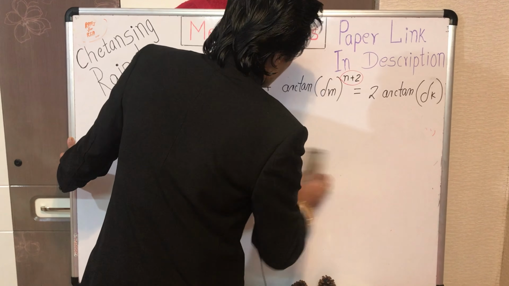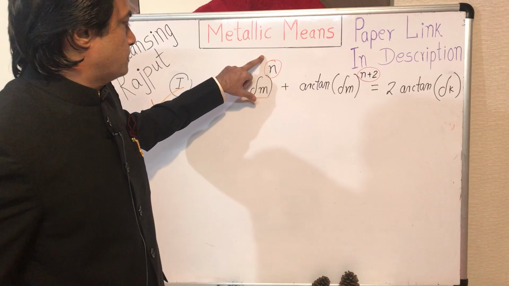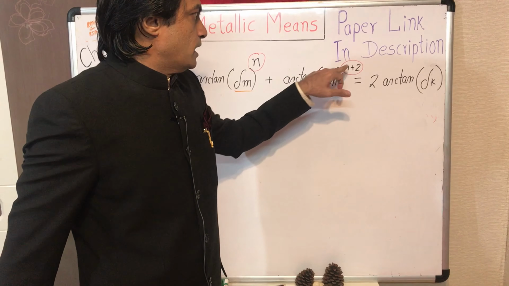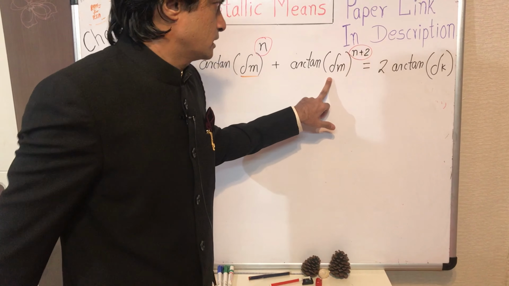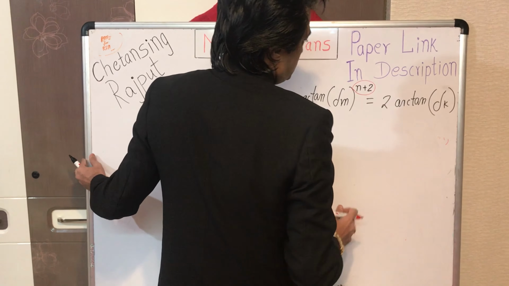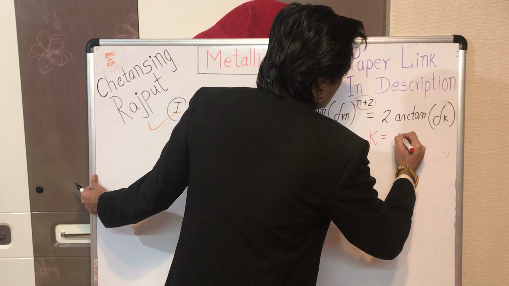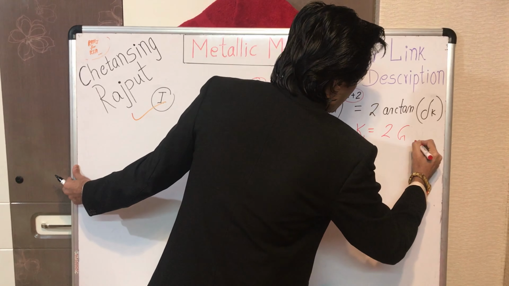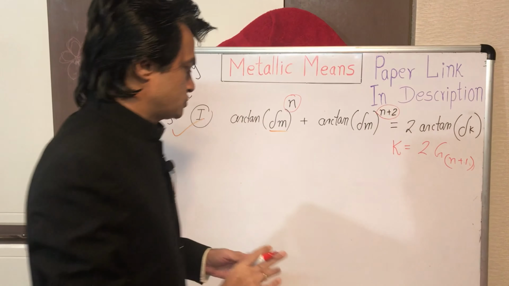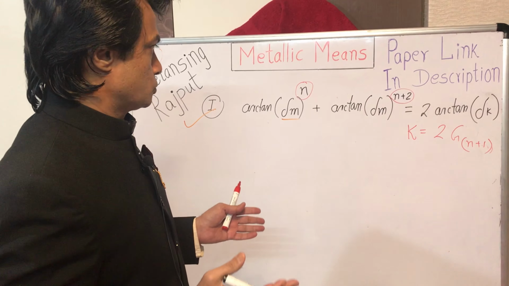If n is an odd integer, the arctangent of the nth power of any metallic ratio plus the arctangent of the (n plus 2)th power of that metallic ratio gives us the precise value of twice the arctangent of the kth metallic mean, where k is equal to twice the (n plus 1)th term of the associated sequence. Let us take the example of the silver ratio here.